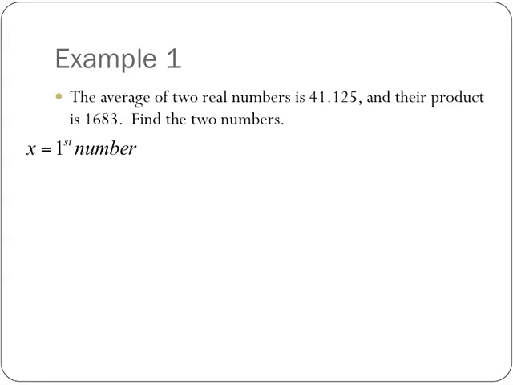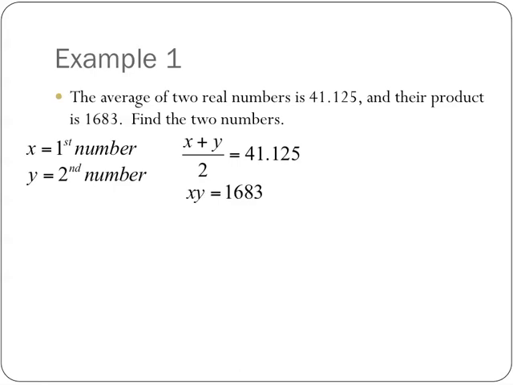So let's call x the first number, and we can call y the second number. So the average of 2 real numbers is 41.125. If you have 2 numbers, you're trying to find the average, you would add them and divide by 2. So x plus y divided by 2 is equal to 41.125. That's the first equation. Okay, second equation, their product is 1,683. So simply x times y equals 1683.